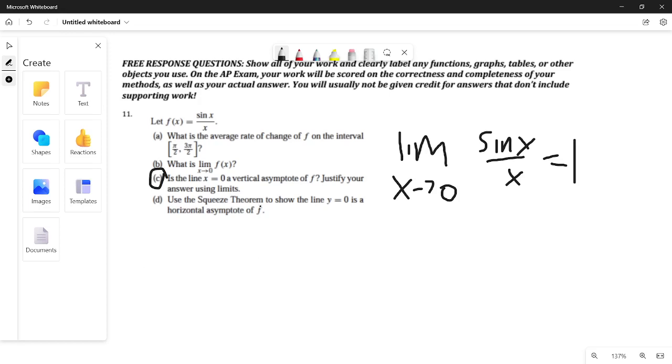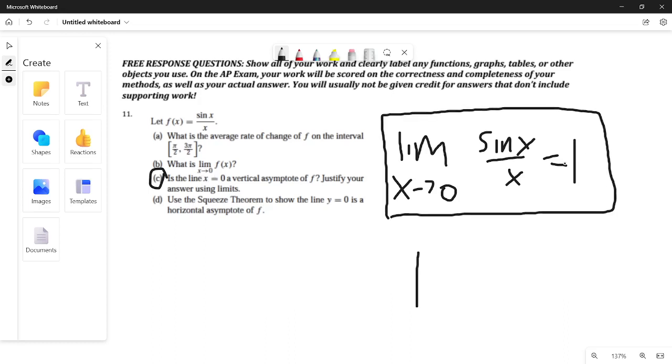Justify your answer using limits. Well, we just see that the limit as x approaches 0 of f of x equals 1. If there's a limit that exists, there's not a vertical asymptote, because a vertical asymptote means that the limit there does not exist, or it's infinity or something. Yeah, it's not defined. It's not a finite value.